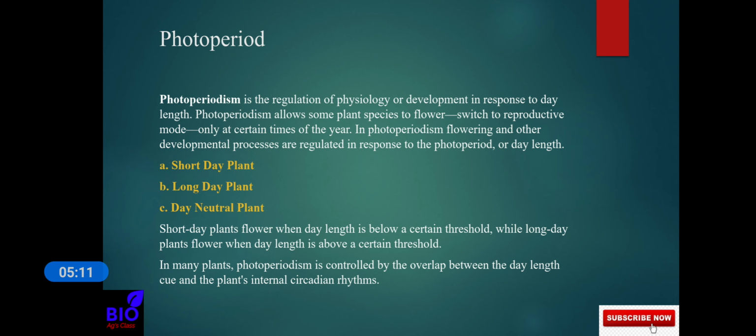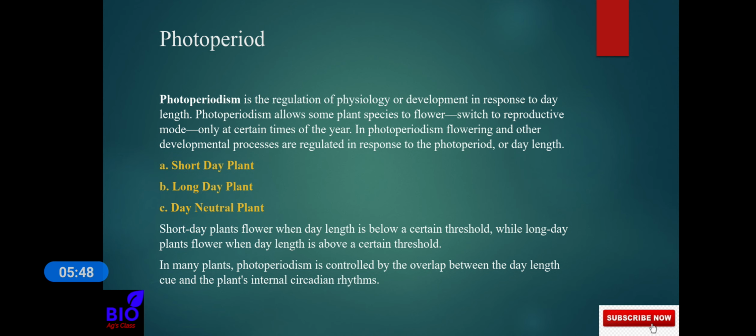Usually, a short day plant requires 8 to 12 hours of day length for flowering, and a long day plant requires 12 to 16 hours. But for a day neutral plant, photoperiod has no role in flowering. They could flower anytime. It doesn't matter how much day length they're getting.